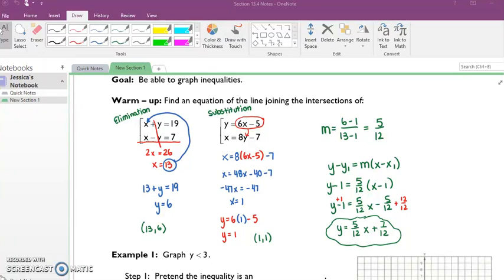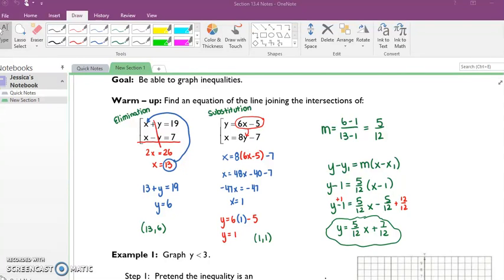Hopefully you've had enough time to work on your warm-up, and here is the solution to the warm-up. So for the first system, I went ahead and used elimination, mostly because you had a positive 1y and a negative 1y, so they eliminated really nicely. And I ended up with the ordered pair of 13, comma 6. For the second one, I chose to do substitution because one of the variables, the y variable, was already solved for. Went ahead, plugged it in, and I ended up with 1, comma 1.